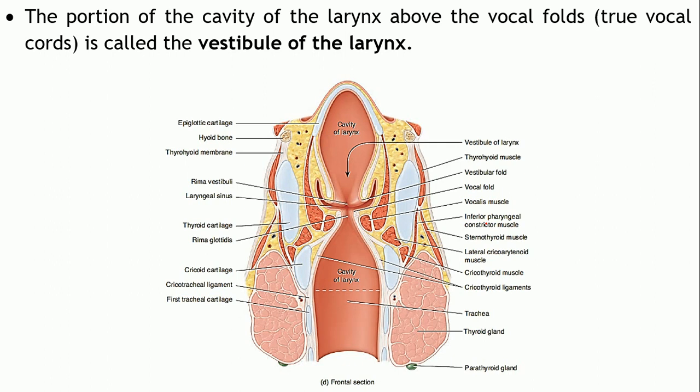Okay, now portion of this cavity which is present just superior to the vocal folds, these are your vocal folds, right, these two. Okay, so just superior to that, the portion of the cavity of larynx which is present, that is specifically known as vestibule of the larynx. That particular portion of the cavity of larynx, it is known as vestibule of the larynx.